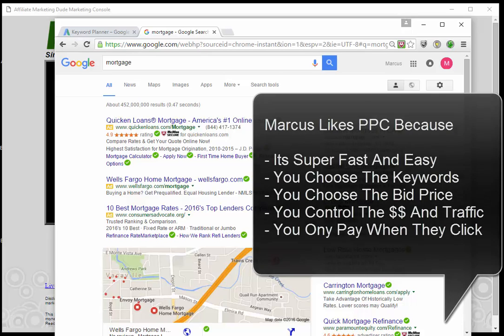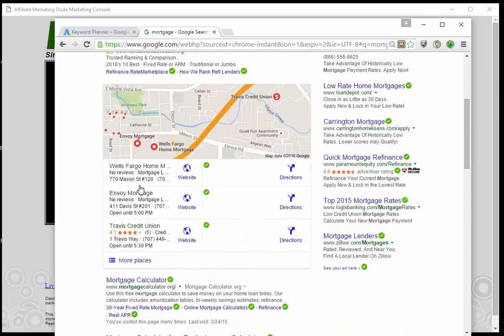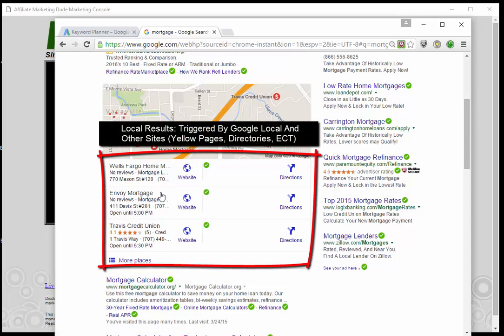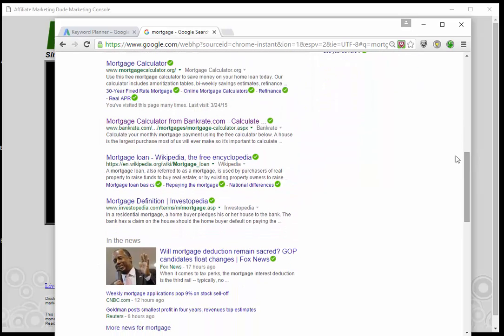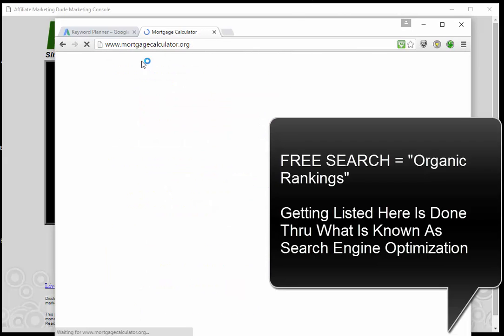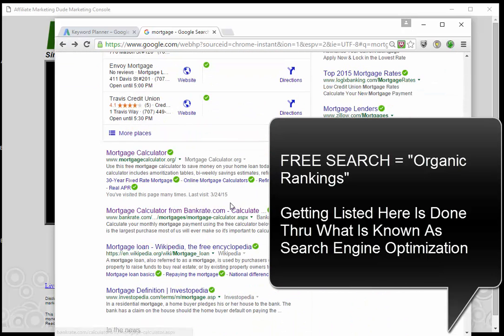Now, there's one other aspect to search engine marketing, and that is the regular search results. You can see here we have local, which is just local results, right? You can see things related to Vacaville, where I'm at. And then we have the regular search results down here. Now, these are the coveted free search engine rankings. That means if I click on mortgagecalculator.org, that doesn't cost him anything, right? That didn't cost him anything for me to click on his ad. Why?